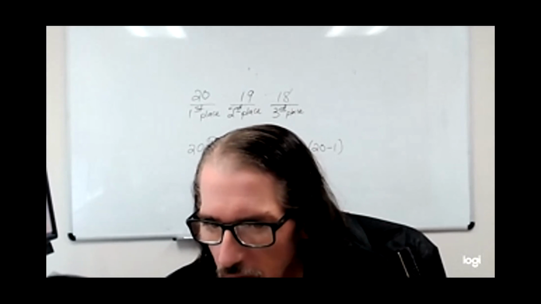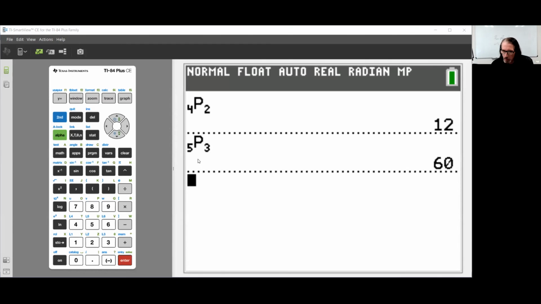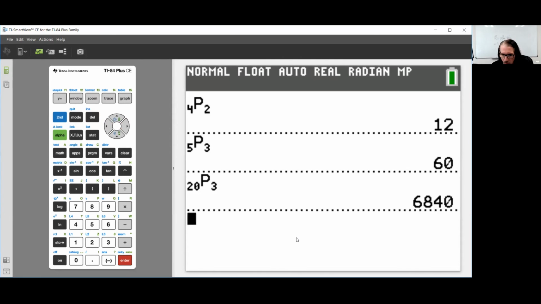Here we go. So 20P3. I can get it to wake back up. There we go. All right, I've already got something arranged 3. So if I insert there 20, I have to delete that 5. 6,840 as predicted by hand. So what next?